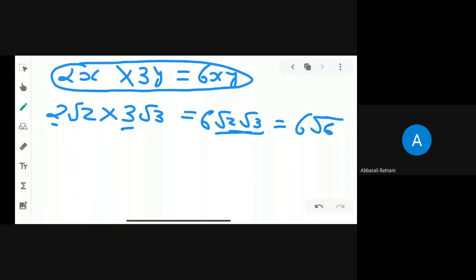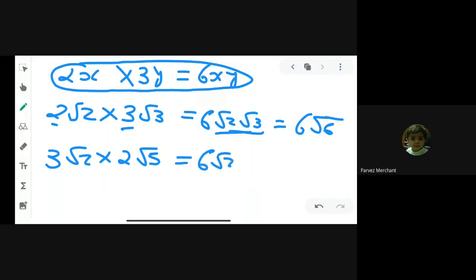Now I am giving you one more example: 3 root 2 into 2 root 5. What is the answer? 3 2s are 6. 6 root 10. Exactly. 6 root 2 root 5, and root 2 root 5 means root 10. 6 root 10. Clear all of you?